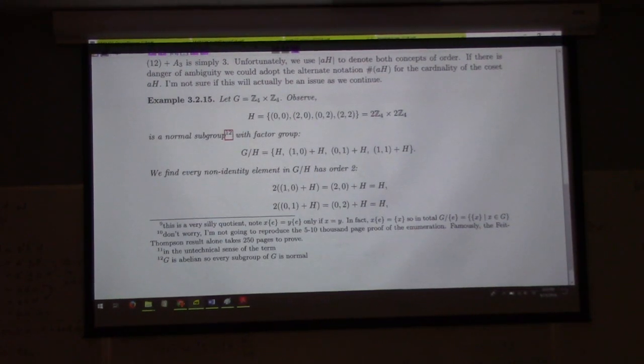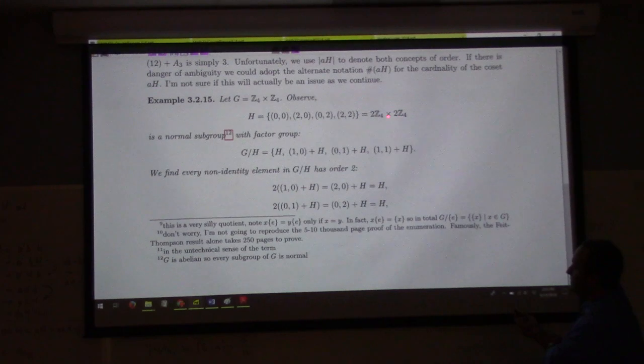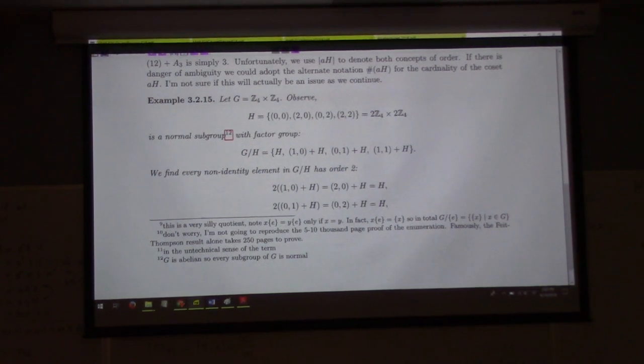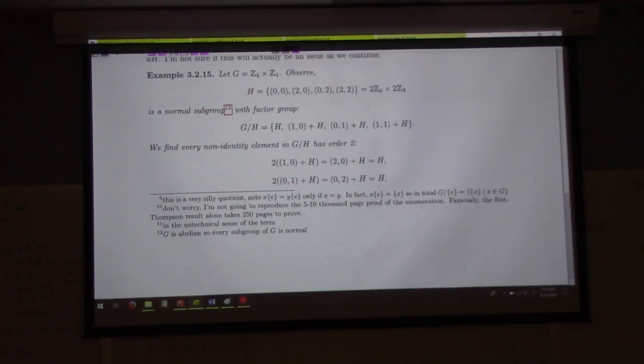finally, this is just a more interesting example here. I look at Z4 cross Z4, and I look at the quotient of this by a couple different subgroups. The one subgroup I look at is this H, which is basically 2Z4 cross 2Z4. I calculate the cosets, they're this, and if you look at it, you can see that every non-identity element of G mod H has order 2, which means it's a four element group. Everything has order 2 except for the identity. It is isomorphic to the Klein 4 group, right, or Z2 cross Z2.